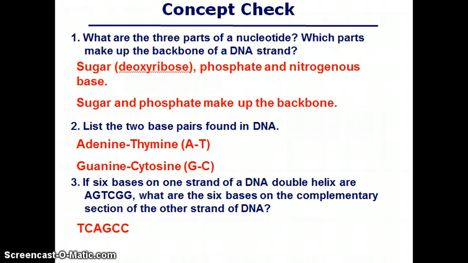If 6 bases on one strand of DNA double helix are A, G, T, C, G, G, what are the 6 bases on the complementary section of the other strand of DNA? A pairs with T, so that's why that's the first one. G pairs with C, so that's the next one. T pairs with A, C pairs with G, G pairs with C, G pairs with C. Complementary bases. And that's the end of this lesson.